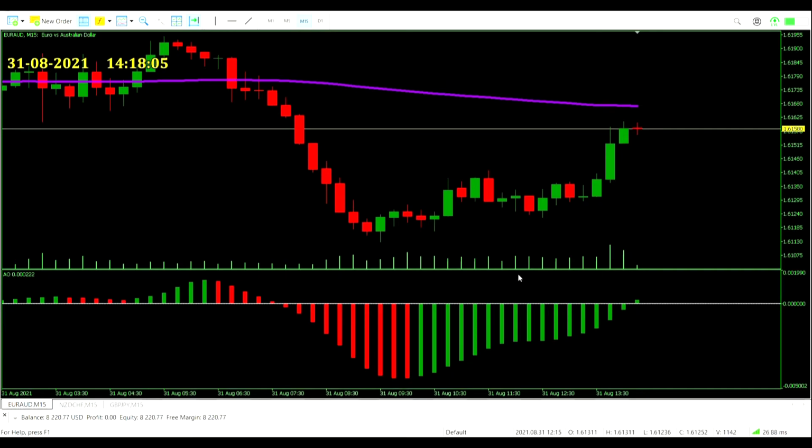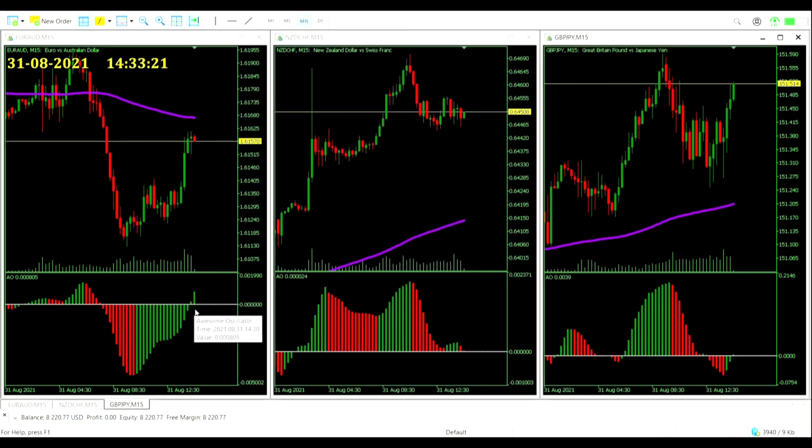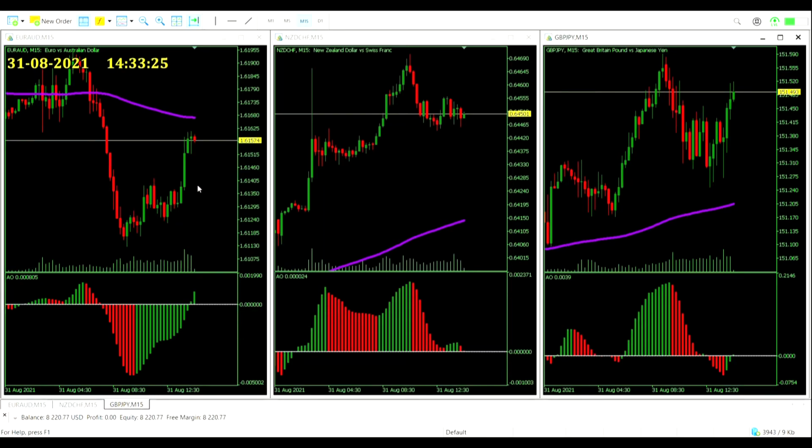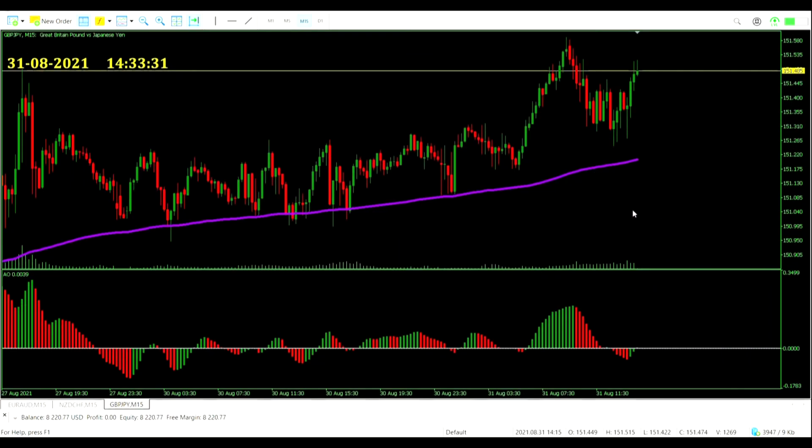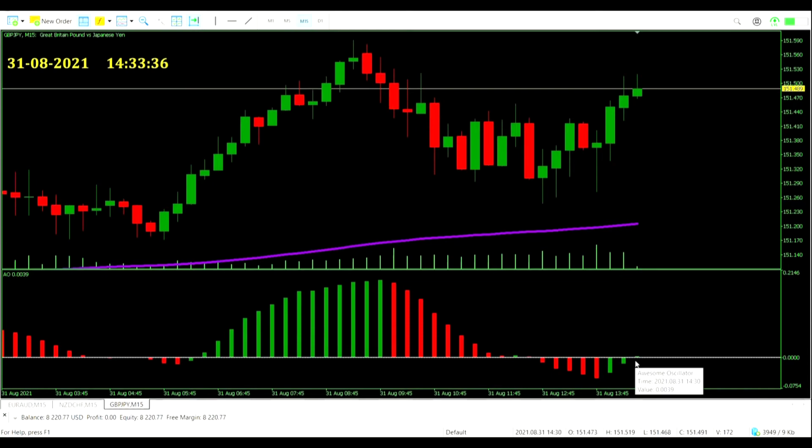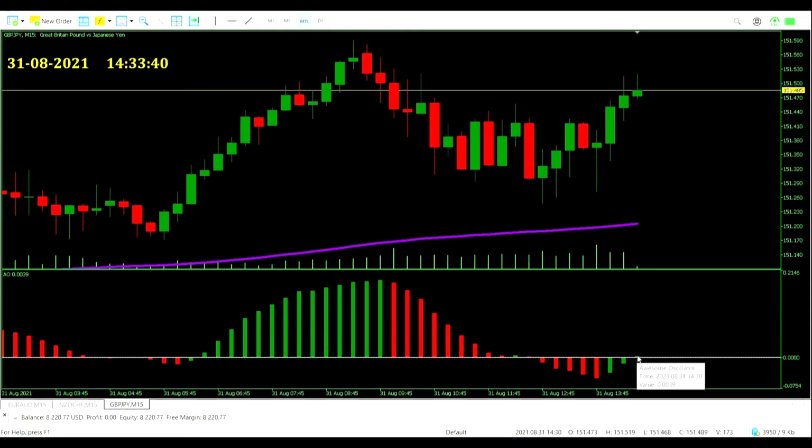And we do miss out on that euro Aussie dollar trade as the awesome oscillator just closed above zero, but price still below zero. We can see, let's get on this Great British Pound yen pairing and we'll zoom right in. And you can see the bar is just ever so slightly above. The value at the moment is 0.0039. So if it closes like that, or if it closes anywhere above zero, that is our buy signal.